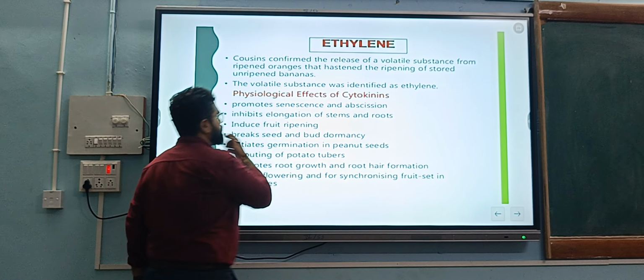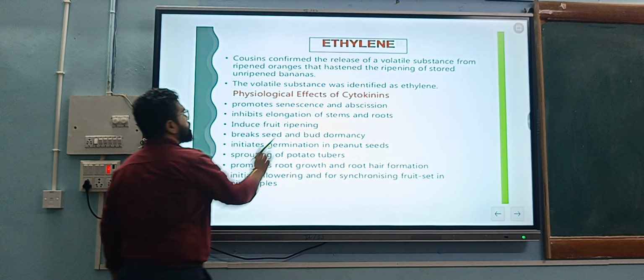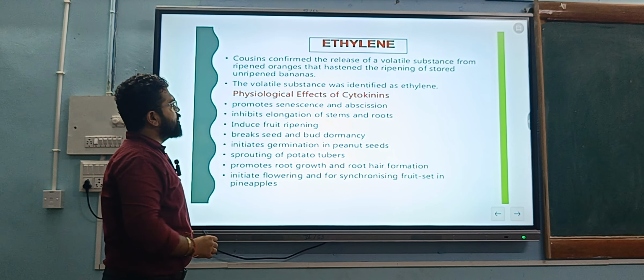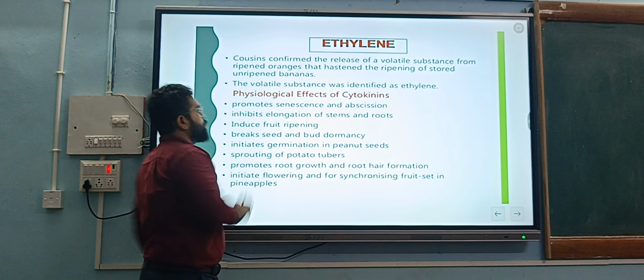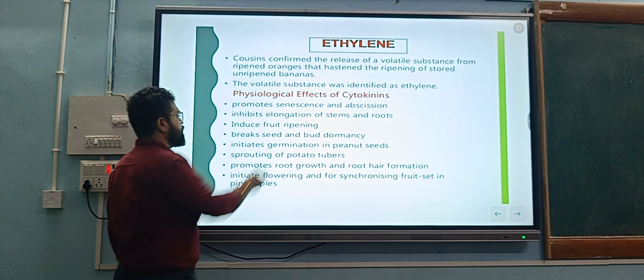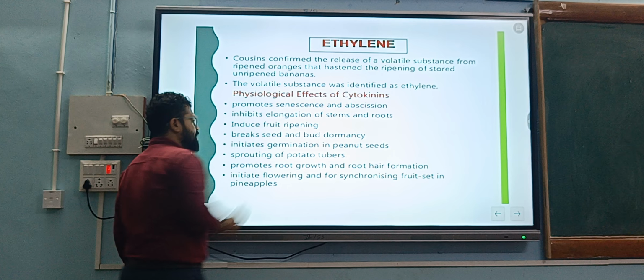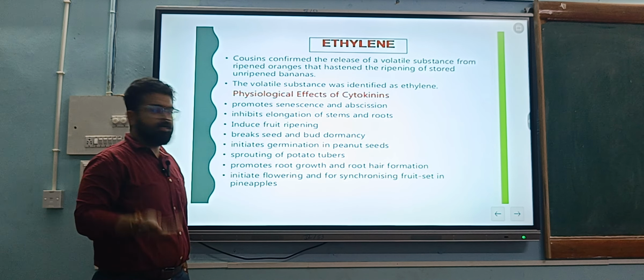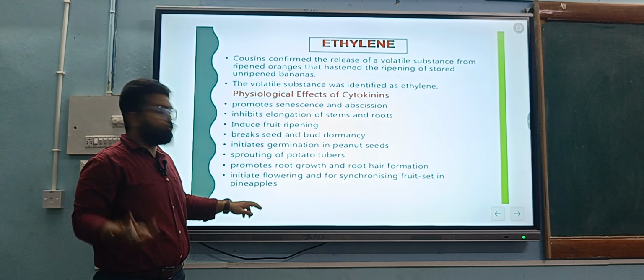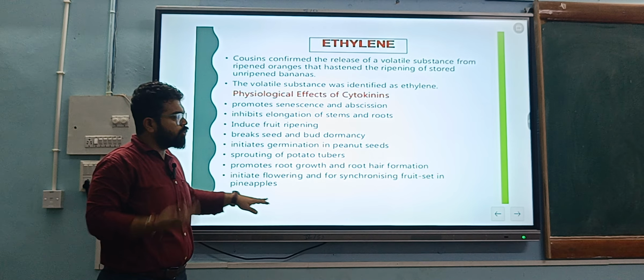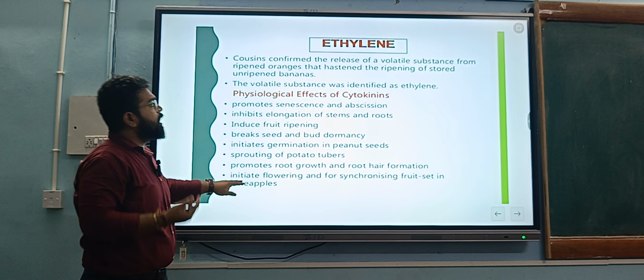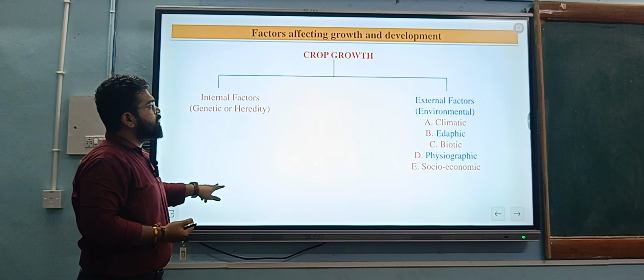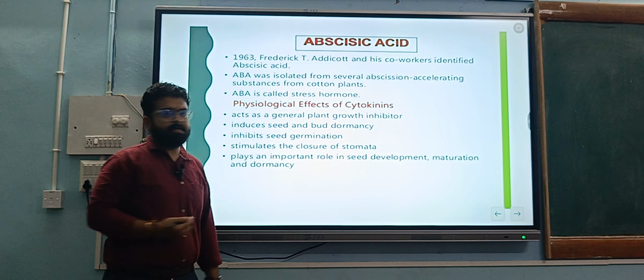The physiological effects of ethylene: it promotes senescence and abscission, induces fruit ripening, breaks seed and bud dormancy, initiates germination in peanut seeds and sprouting of potato tubers, and promotes root growth and root hair formation. These are the advantages of ethylene. Then another growth regulator is abscisic acid.